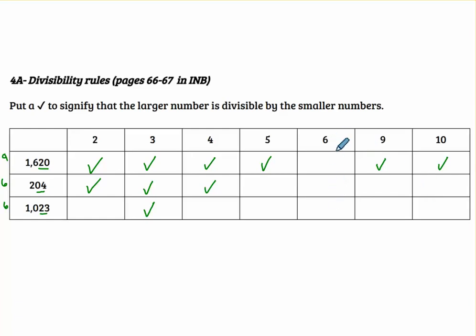The rule for 6 is if it works for 2 and it also works for 3, then it works for 6. So we just look. Well, 2 and 3 both have a check mark here. That's a yes. 2 and 3 both have a check mark here. That's a yes. However, this last one only has a check mark under 3. It does not have one for 2, so that's a no. So those were your answers for this chart.